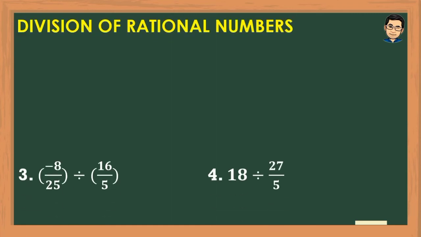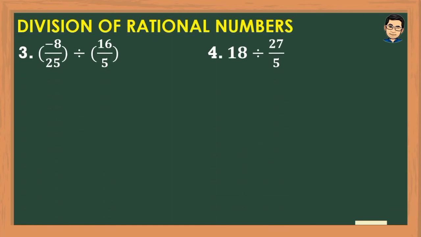So for number 3, using the same process, negative 8 over 25 divided by 16 over 5. So rewrite lang natin ulit. And then the reciprocal of 16 over 5, that is 5 over 16. And then we cross multiply.